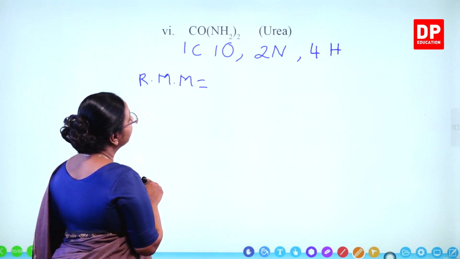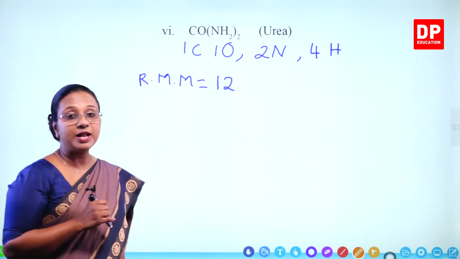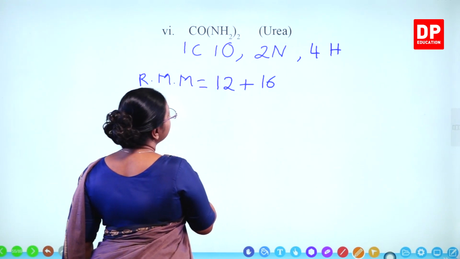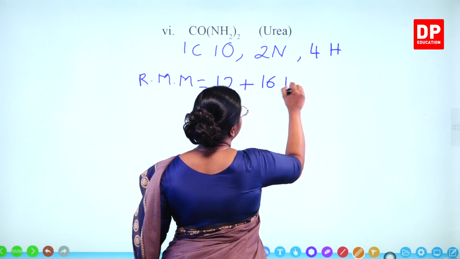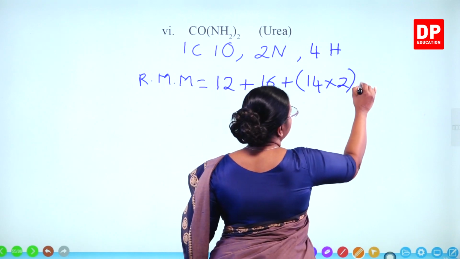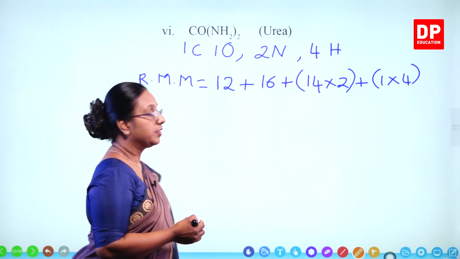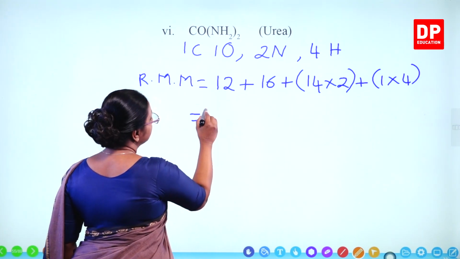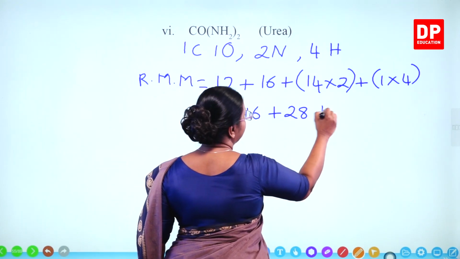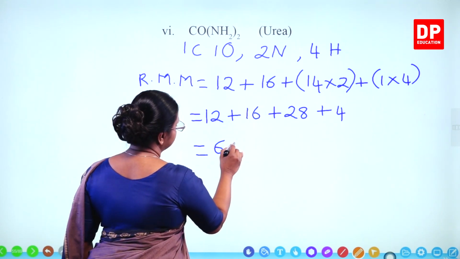So when you calculate the relative molecular mass, now from here onwards, I'm not going to multiply by 1. So carbon 12, oxygen 16, and also there are 2 nitrogen. So 14 into 2 plus there are 4 hydrogens, 1 into 4. So that is going to be 12 plus 16 plus 28 plus 4. So that will be 60.